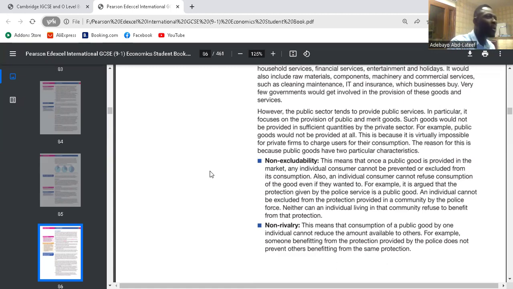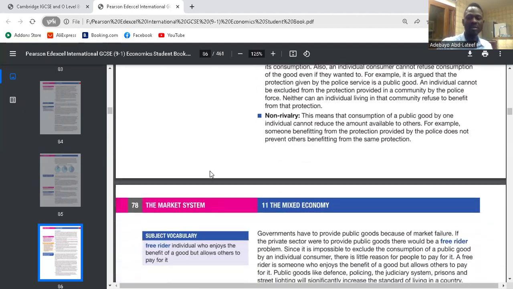So they are public goods because they are non-excludable and they are non-rivalrous. Do you understand what non-excludable means? Non-excludable means as soon as it's being produced, you cannot stop anybody from consuming it. Non-rivalrous means your consumption does not reduce my consumption. Are they clear? Please, you have to understand non-excludability and non-rivalry. Clear? Okay, so we go on.